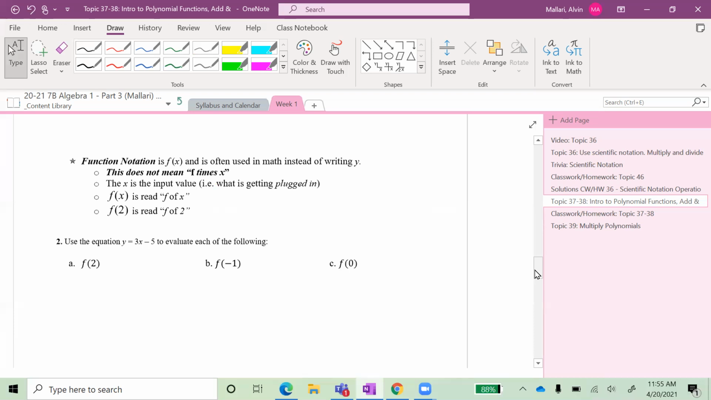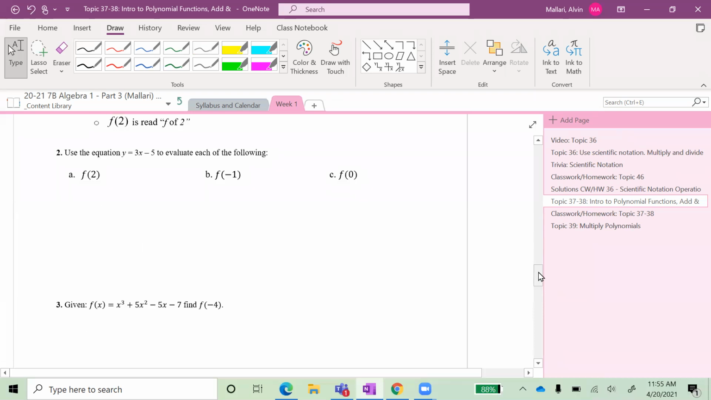Here, we're going to use the equation y is equal to 3x minus 5 to evaluate the following, f of 2. So when we say f of 2, that means every time we see x, it will be substituted by the input value of 2. So this will then be 3 times 2 minus 5. 3 times 2 is 6. Minus 5 is 1. So therefore, f of 2 is equal to 1.